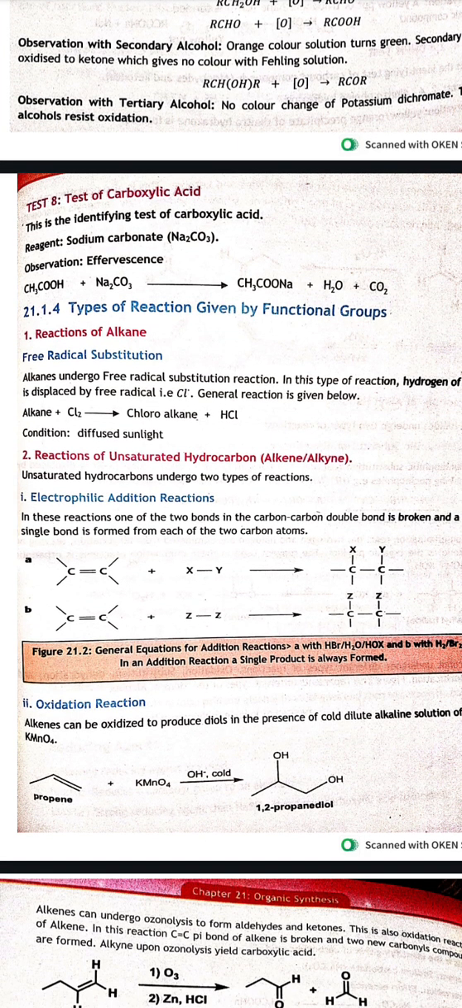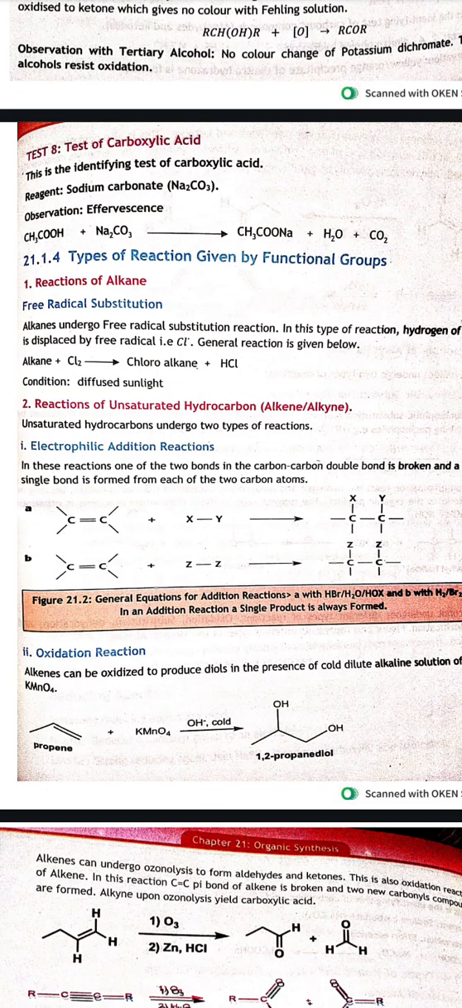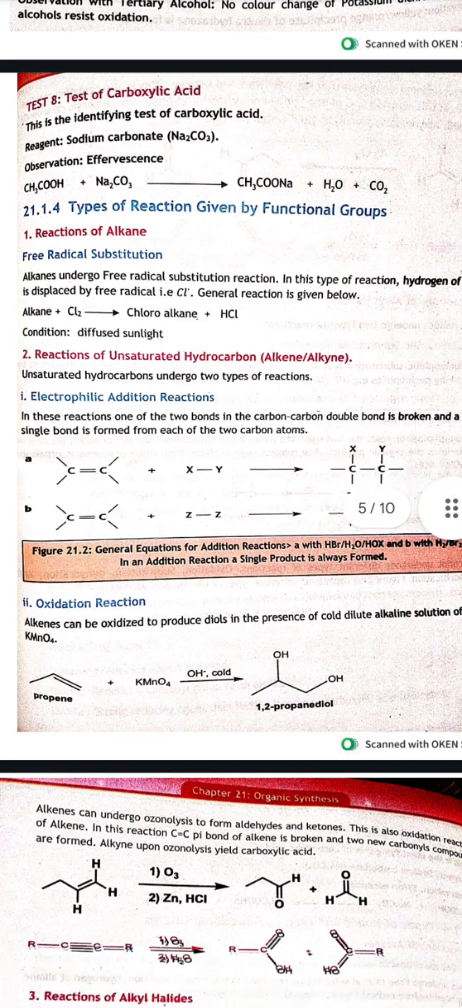Test of carboxylic acid. This is the identification test of carboxylic acid. Sodium carbonate is the reagent, and we will get some effervescence. So acetic acid will combine with sodium carbonate to give CH3COONa plus water plus carbon dioxide.